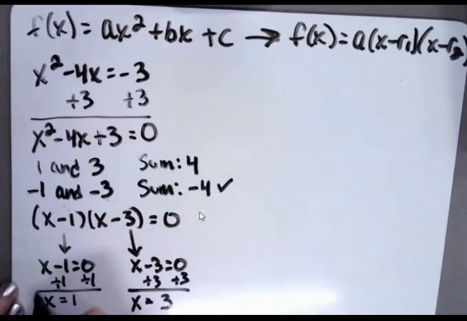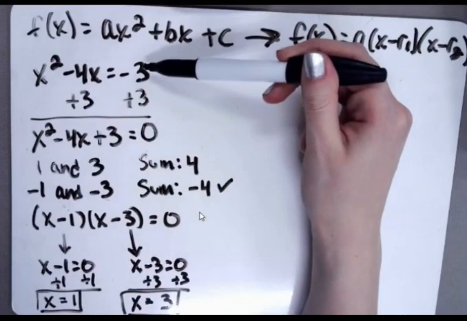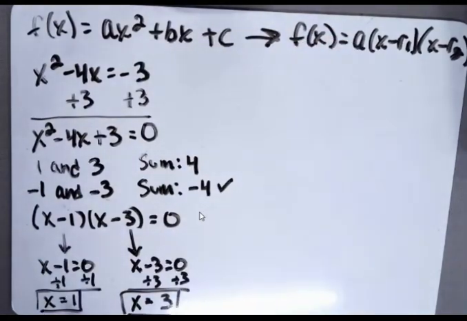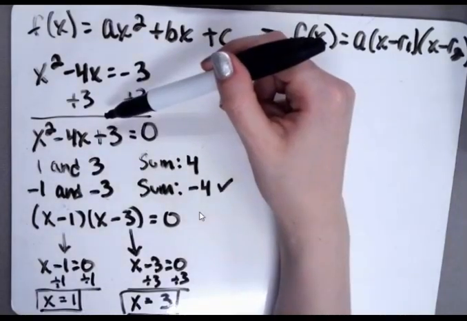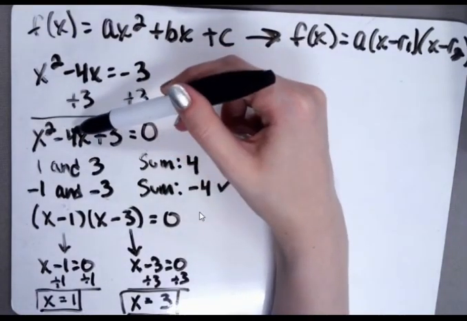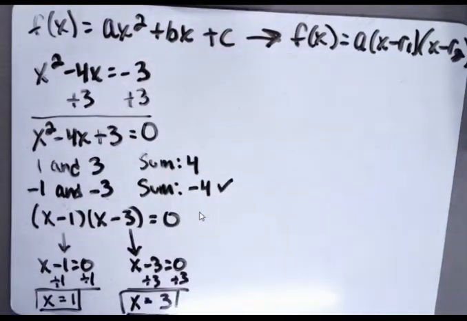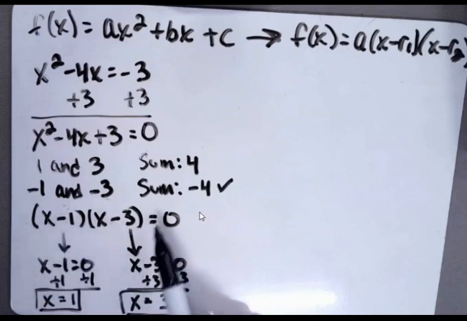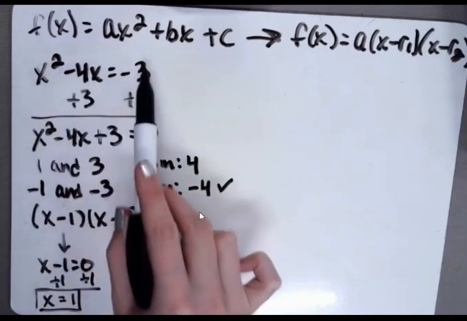So now I've got my two answers. I know that the numbers that make this original equation true are 1 and 3 for x. And I know that the x-intercepts of the function x squared minus 4x plus 3 are 1 and 3. You can see if I was to plug these answers back into any of these equations, they would make them true.